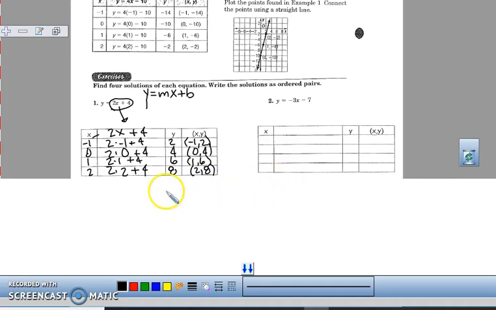Okay, so all I've done is replace the x with values that I picked. Solve it. That gives you what your y equals, right? And then once you have an x and a y, you have an ordered pair.